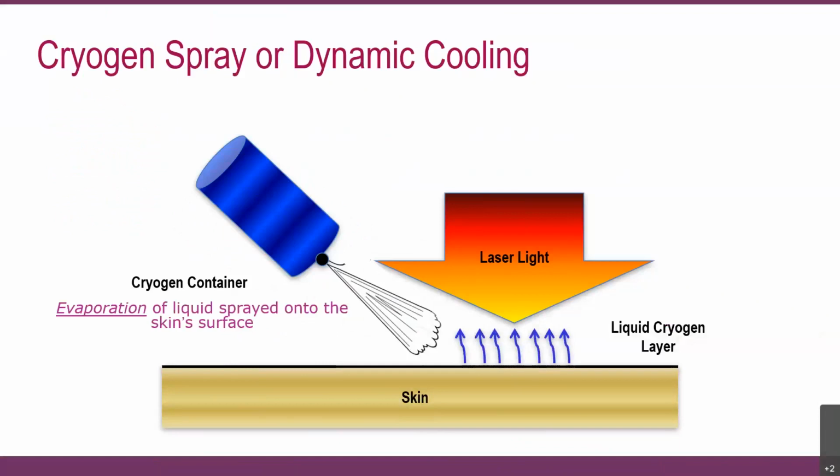And finally, cryogen spray or dynamic cooling. With this, we spray the cryogen onto the skin, and then we have a small delay before we fire the laser. And during that small delay, we get evaporation of the cryogen that's on the skin, and this is what cools the skin down before the laser light is fired. And again, very precise in exactly the area that we're going to fire the laser. And in many instances, using dynamic cooling allows us, particularly on a vascular situation, to use very high fluencies very safely.